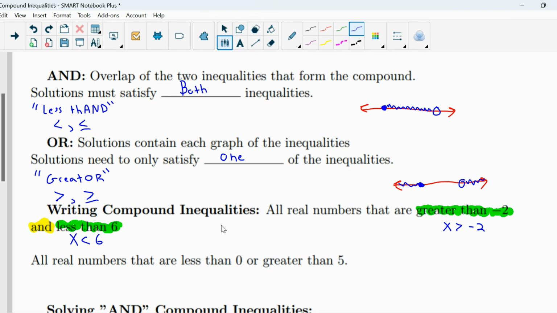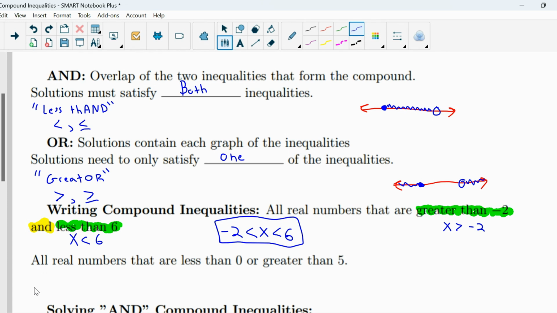All right. So let's go ahead and write our compound inequality. We know that the lowest value x can be would be -2. So let's start by writing -2, which is less than x. And then let's write the other part of our compound inequality. X is less than 6. Okay, that is our and inequality.